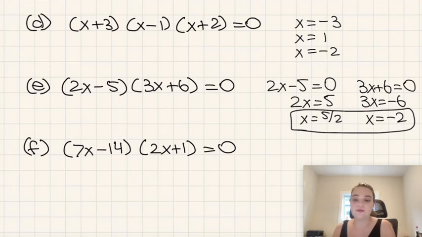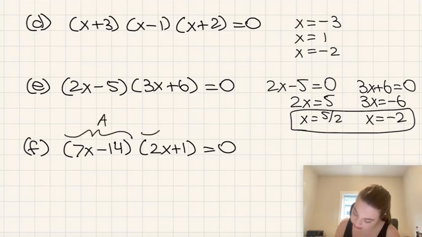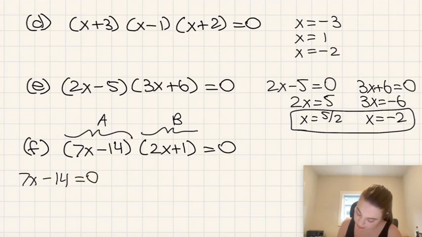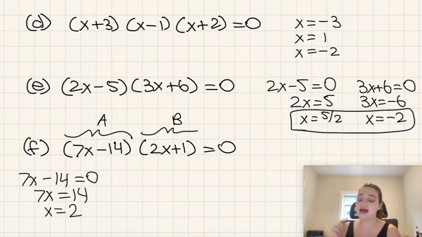All right, and let's do one more example with F. So for this to be true, either A has to be 0, right? Let's let this be A. Either A has to be 0 or B has to be 0. So let's set A to 0. 7x minus 14 is equal to 0. And then we're going to solve for x. So let's add 14 to both sides to get 7x equals 14. Then we're going to divide both sides by 7 to get x equals 2. So if x equals 2, that makes A 0, which makes the equation true.